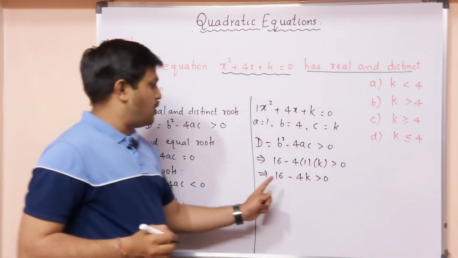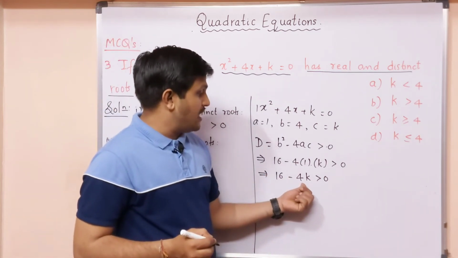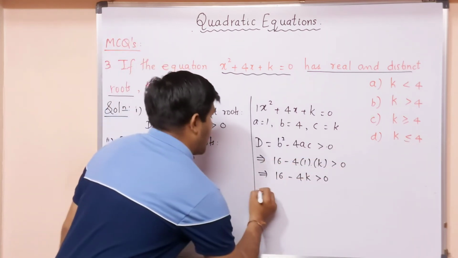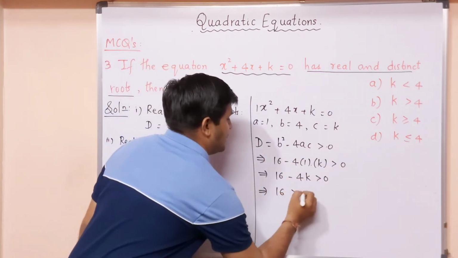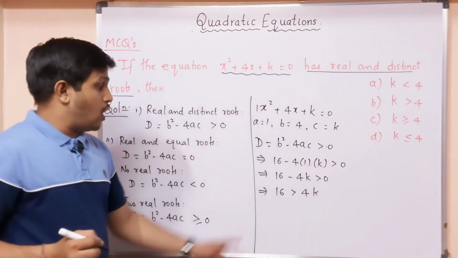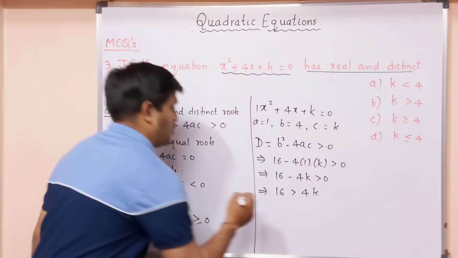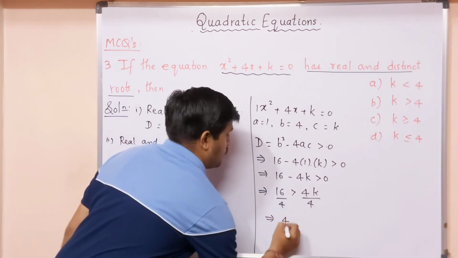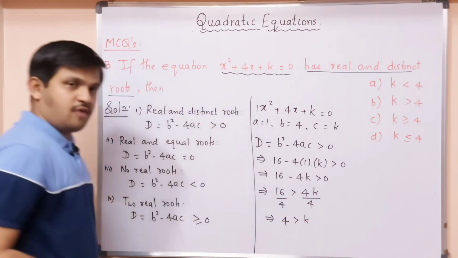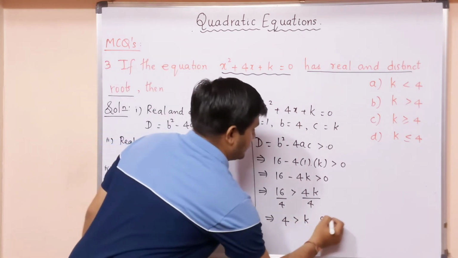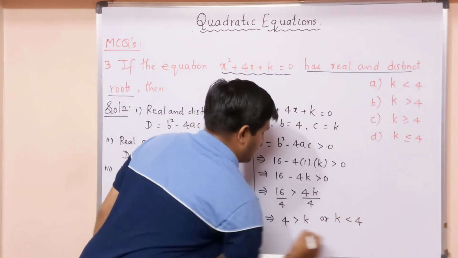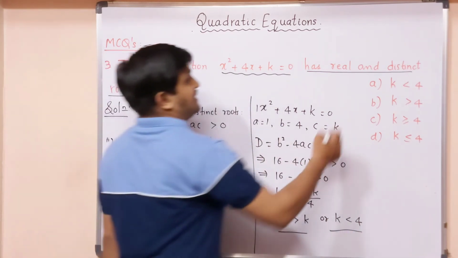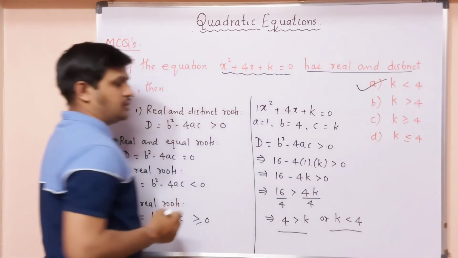So 16 minus 4k greater than 0. It is an inequality, so I need to know where k lies. So minus 4k, you shift it, or add plus 4k on both the sides. The inequality sign will not change. Now divide by 4 on both the sides. So what will you get? 4 greater than k, which means k is less than 4. Either you can write this form or this form. Look at the options. k is less than 4. Option A is the right answer for this question.